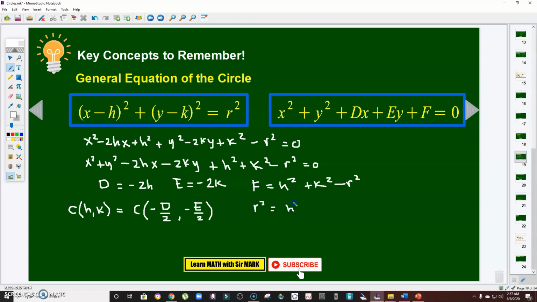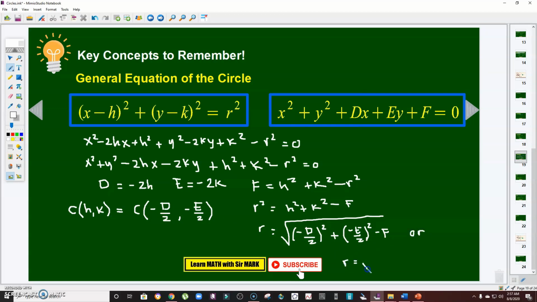So that will be h squared plus k squared minus f. But what are h and k? This is it, so I'll write it directly. So r is the square root of negative d over 2, squared, plus negative e over 2, squared, minus f. Sir, that's long. How is that a shortcut? Actually, whatever the center is, this is the h, all you have to do is square it, plus the k, square it, then minus f, then get the square root. So it's not that long. In the formula it looks long, but note that these are just numbers.